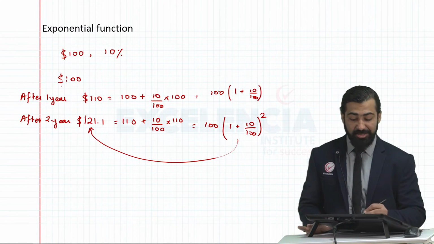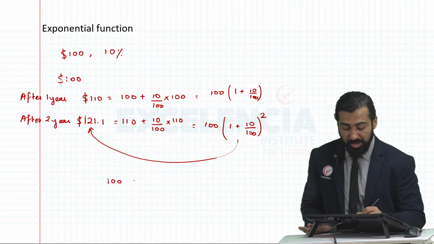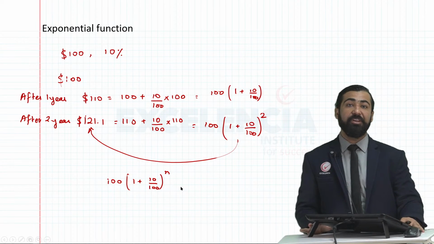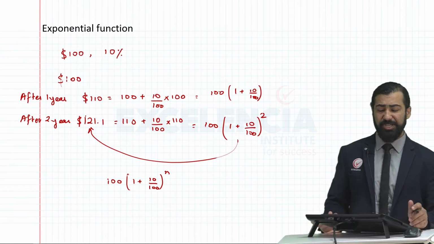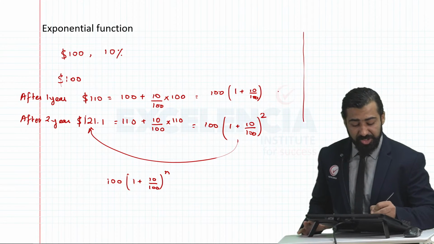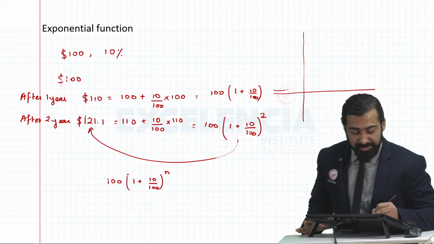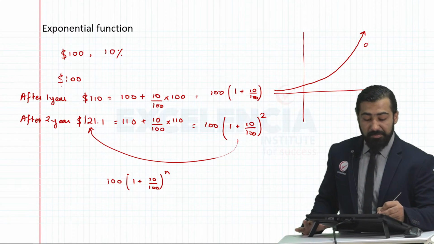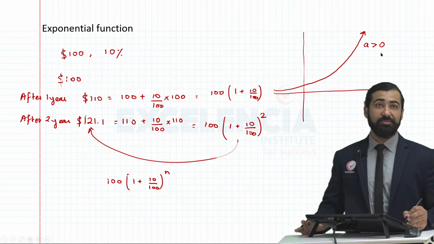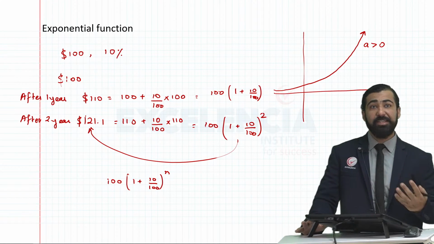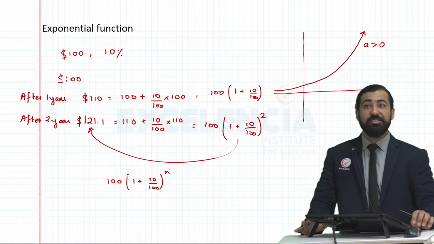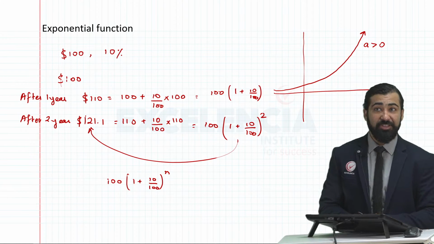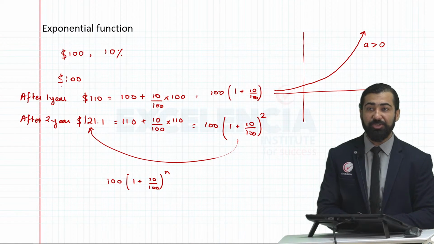In general, after the nth year, my amount with the bank can be modeled as 100 times 1 plus whatever the percent is, to the power of n. Okay, this is a very simple exponential function. The graph of an exponential function generally goes like this. The graph is like this if my base is greater than 1. Such a function is called an exponential growth function. The case that I have taken in this example is an exponential growth function.